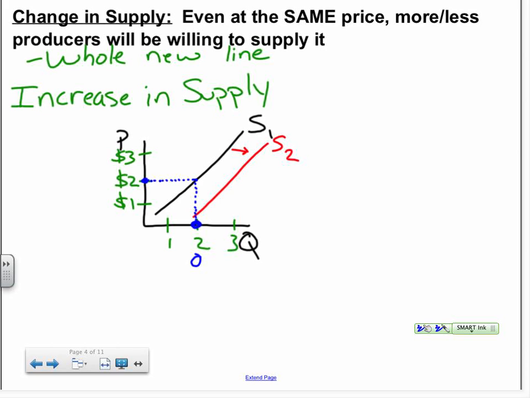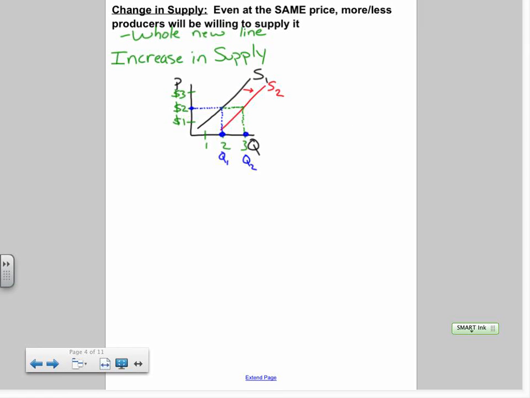So here's our quantity 1. And if that price stayed the same at $2, but the supply increased, even though the price stays the same, look at that. The quantity has now increased from 2 to 3. There's your quantity 2. So that shows an increase in supply. Even though the price stayed the same, more producers would be willing to supply it. Increase in supply.